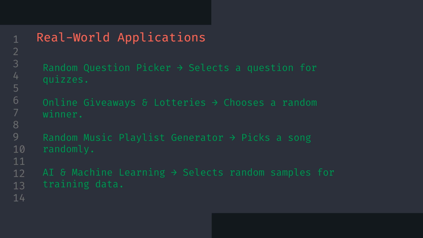This function is widely used in real-world applications, from game development to data sampling in AI. It helps randomize quiz questions, shuffle playlists, or select winners in giveaway contests.